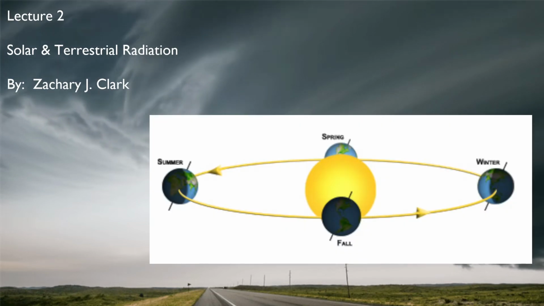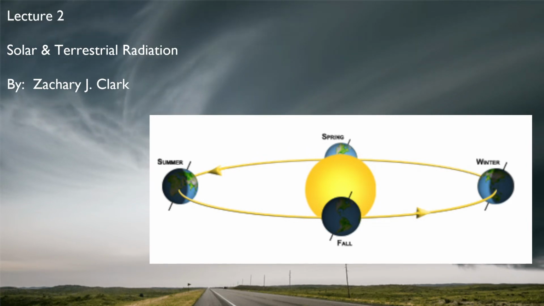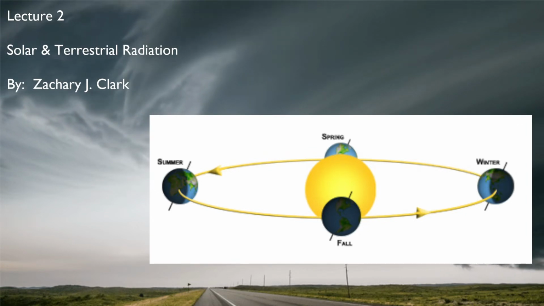All right, let's get into the seasons here. So the seasons occur because the Earth's axis is tilted by 23.5 degrees with respect to the plane of its orbit. This means that the declination is not constant, but changes over the course of 1 year, from plus 23.5 degrees to minus 23.5 degrees and back.